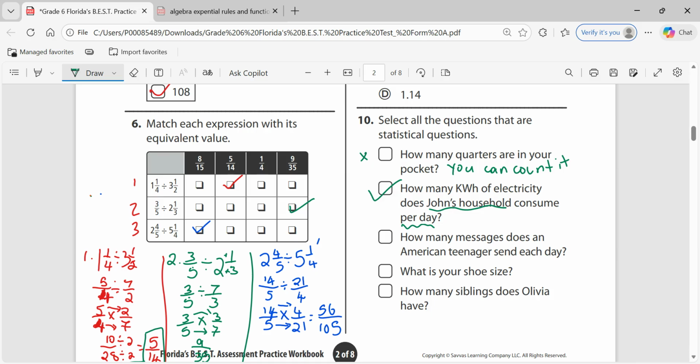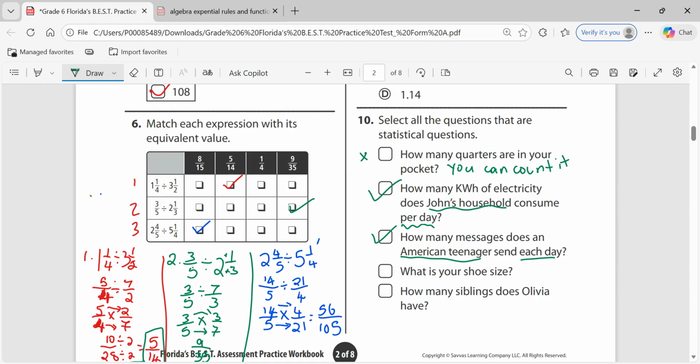Different data per day. How many messages does an American teenager send per each day? American teenagers, there's a whole bunch of them. They would have to go ahead and research it. So that's a statistical question. What is your shoe size? That's not statistical because you wear one size. Everybody knows their shoe size.